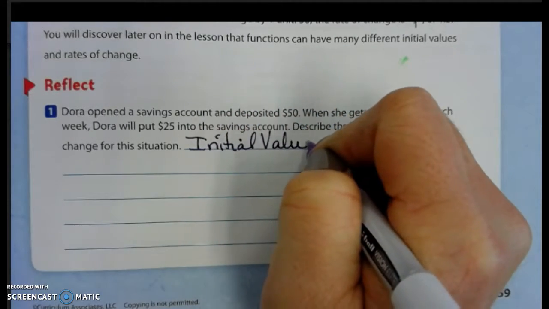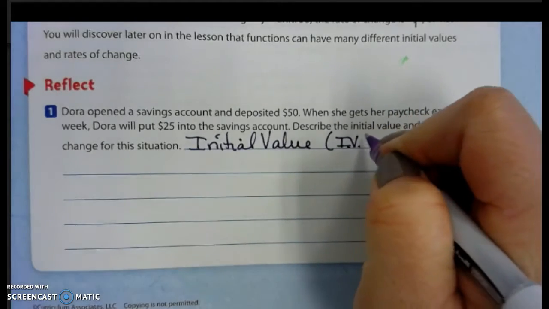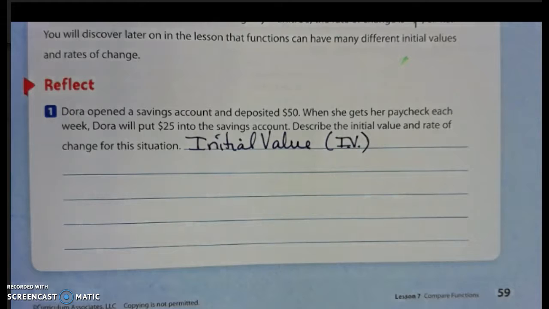I will also get tired of writing this. You need to know I abbreviate this as IV. Initial value. Now, I told you initial value is something that happens one time. Okay, it's a one-time event. And it's usually at the beginning.